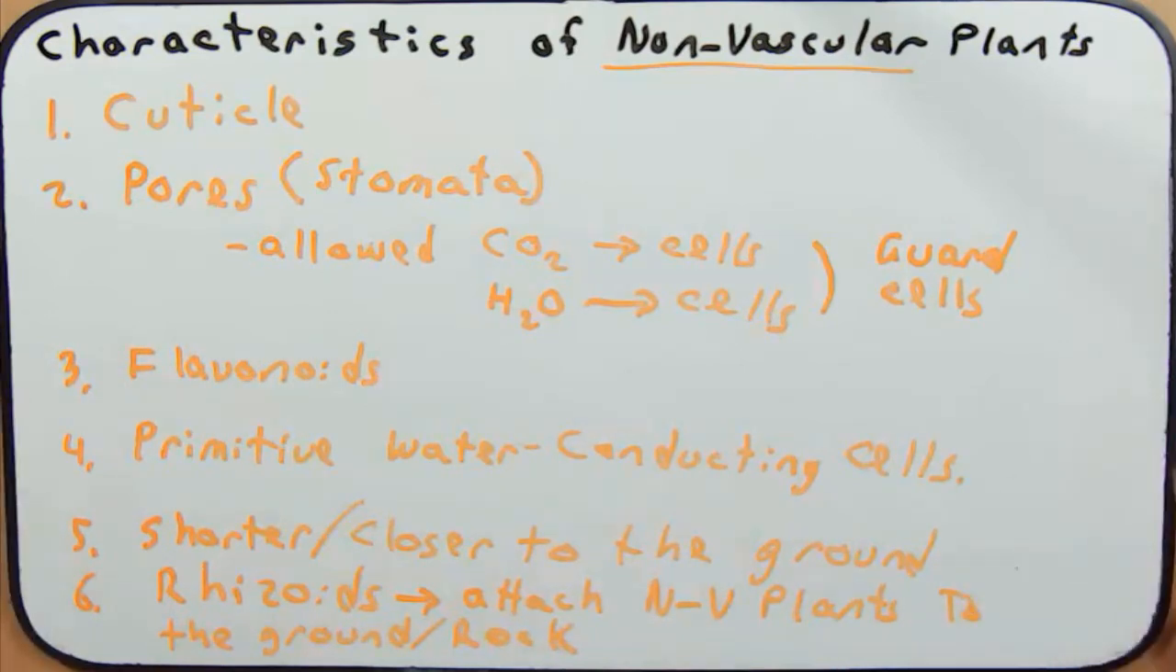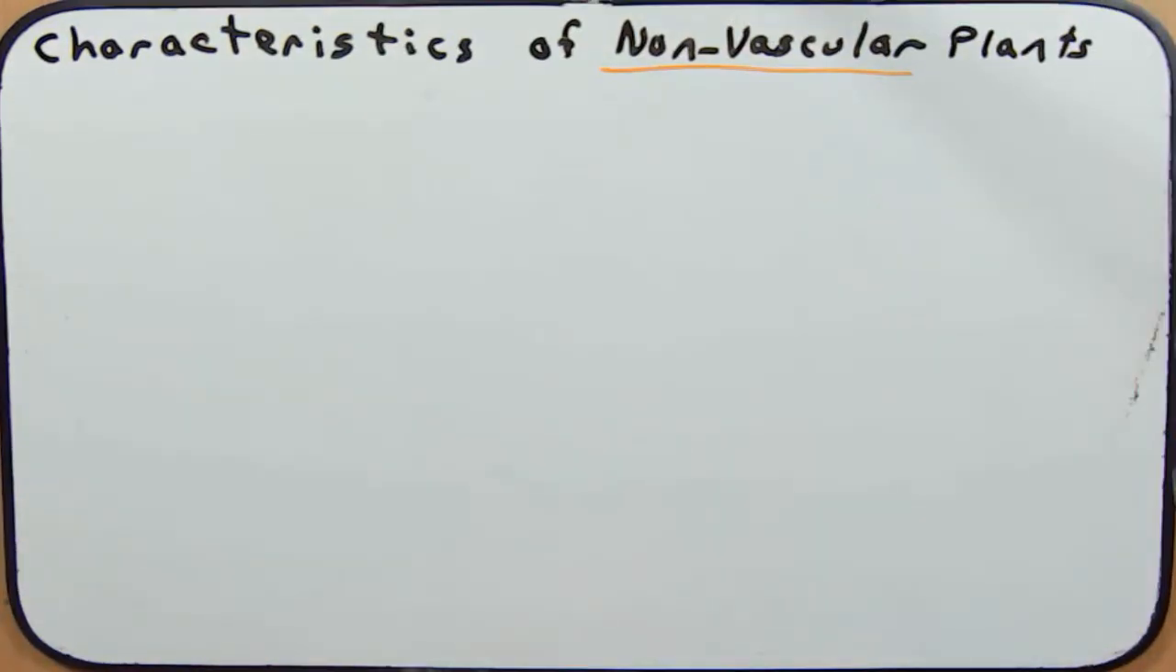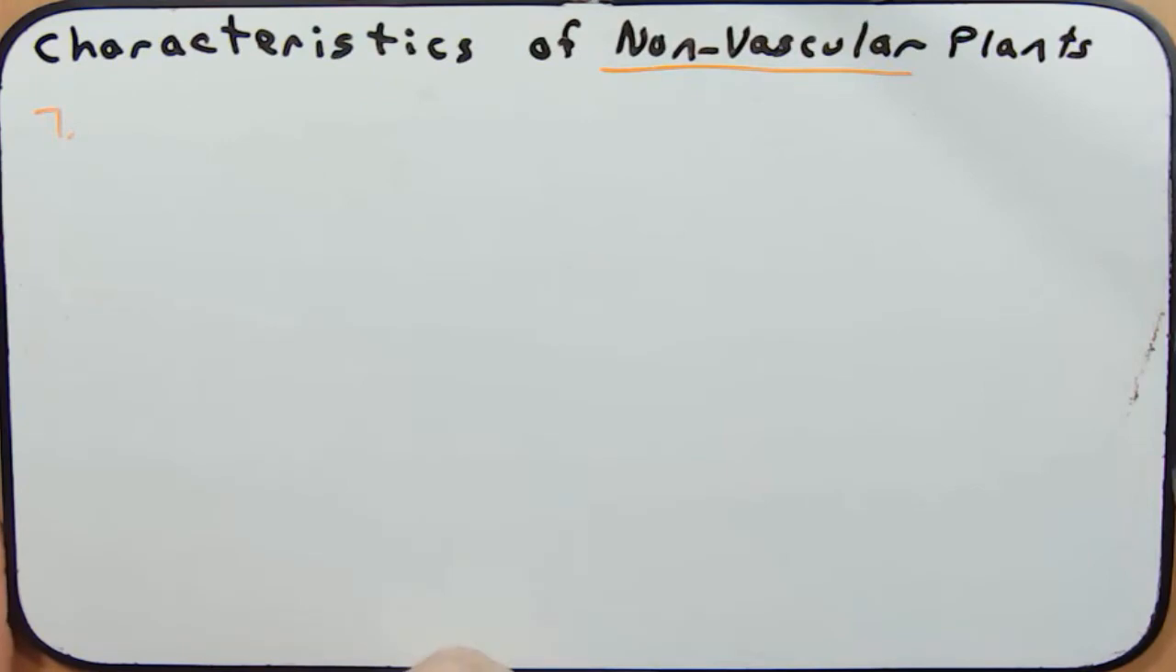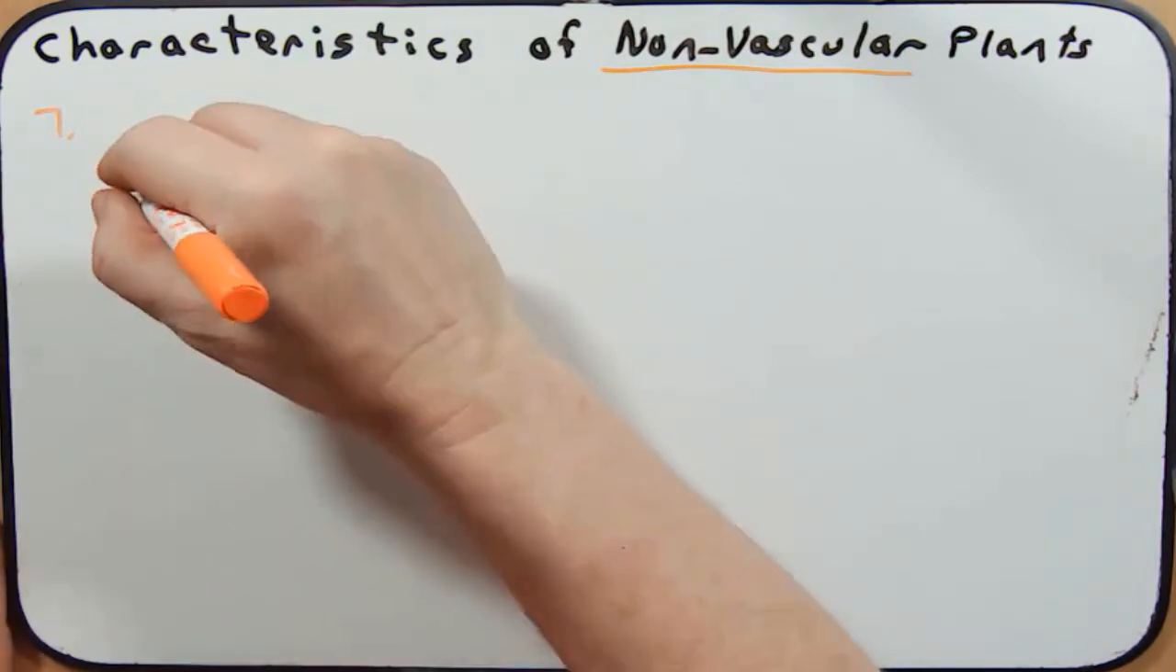Okay, the rest of the characteristics I want to talk about with non-vascular plants have more to do with reproduction, and so I'm going to erase this and move on to a fresh whiteboard. All right, as I said on the last whiteboard, the remaining characteristics that I want to talk about associated with non-vascular plants is more related to reproduction of the plant. And so this seventh characteristic I want to talk about is the fact that non-vascular plants have a flagellated sperm.